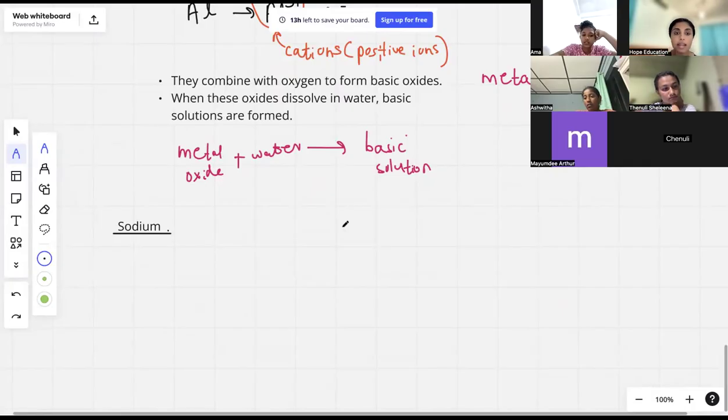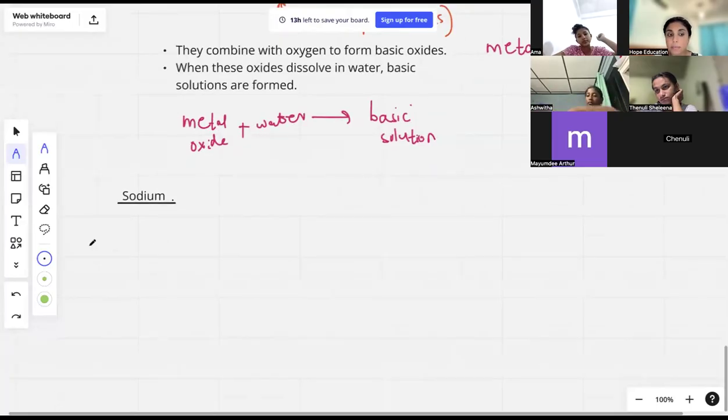If you leave sodium out in the open, it will react quickly. Think about what it will react with. If you leave sodium out, it will react with even the oxygen in the atmosphere. In the atmosphere there's water vapor, you know that, right? So this sodium will even react with the water vapor. There is nitrogen in the atmosphere, and it reacts with nitrogen too. So sodium is highly reactive, it will react with anything.